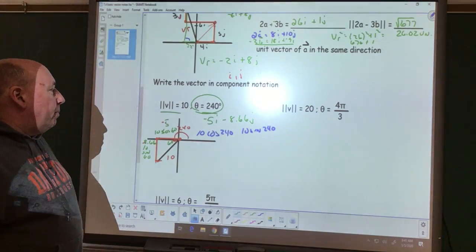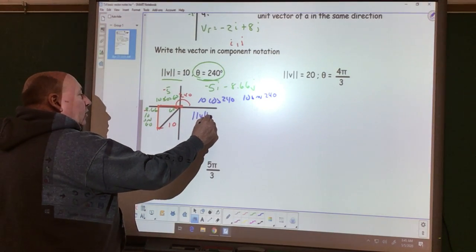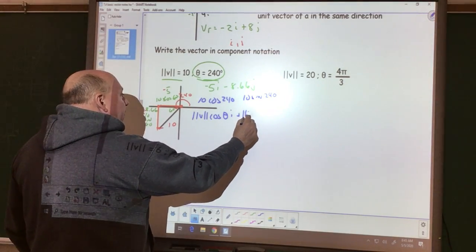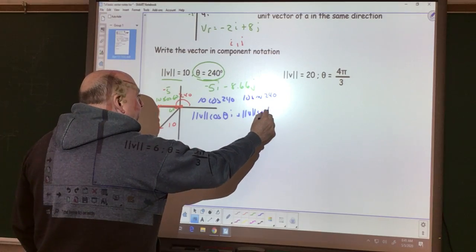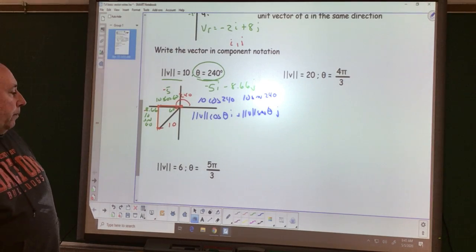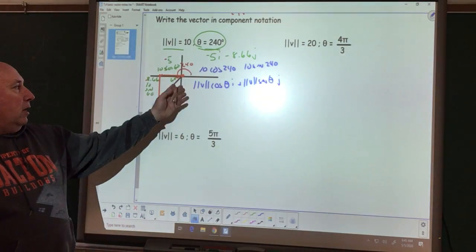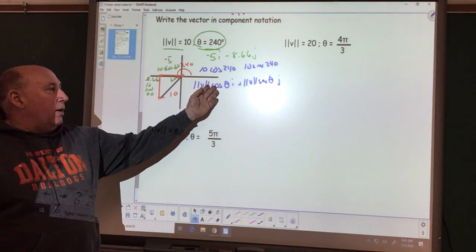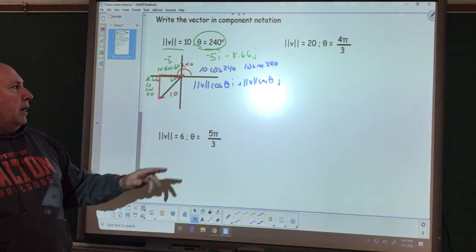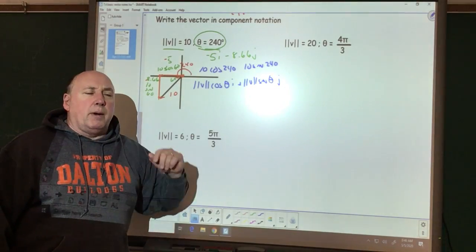So your horizontal component is your magnitude of the vector cosine of theta i, magnitude of the vector sine of theta j. And this works for any components or any vector. Your cosine will always go with your horizontal component. Your sine will always go with your vertical component. And if you're in the east reference here, the negatives will come out for you.